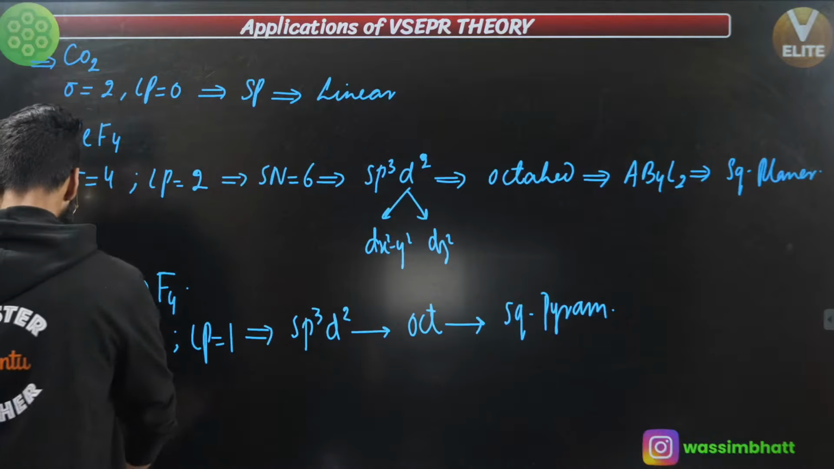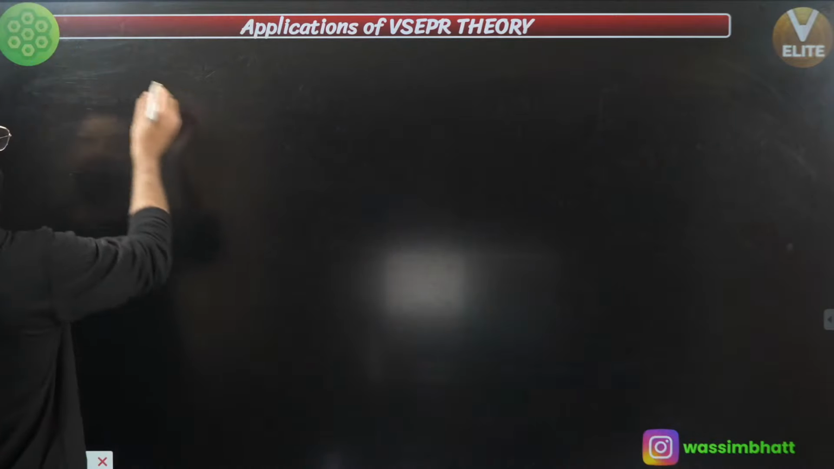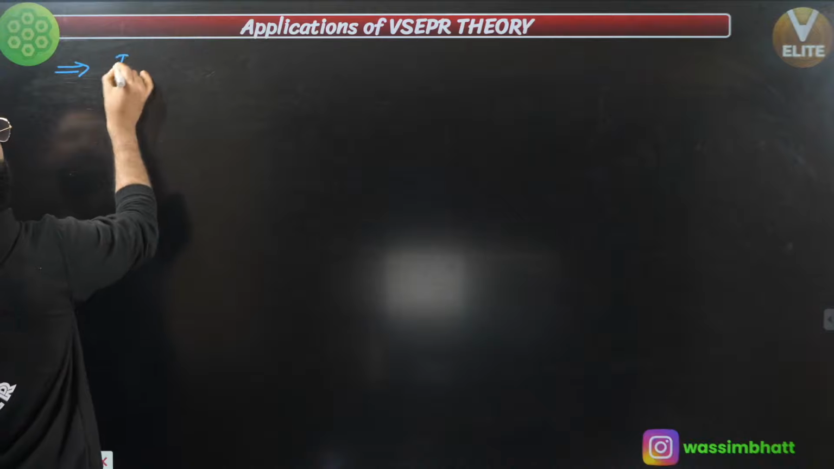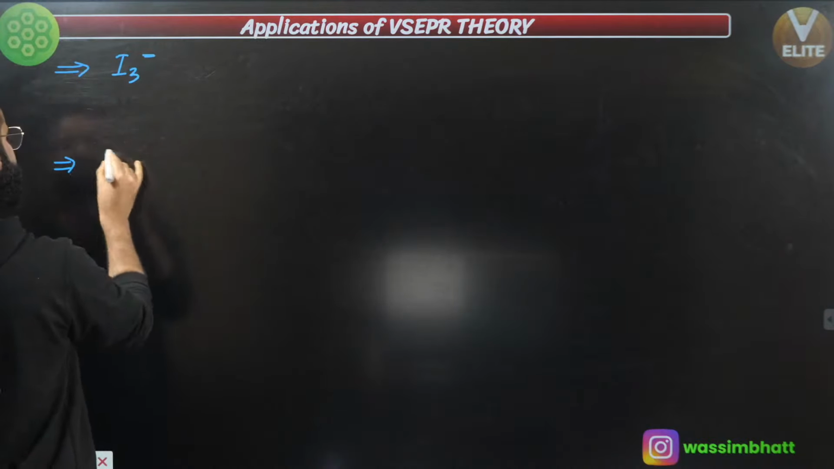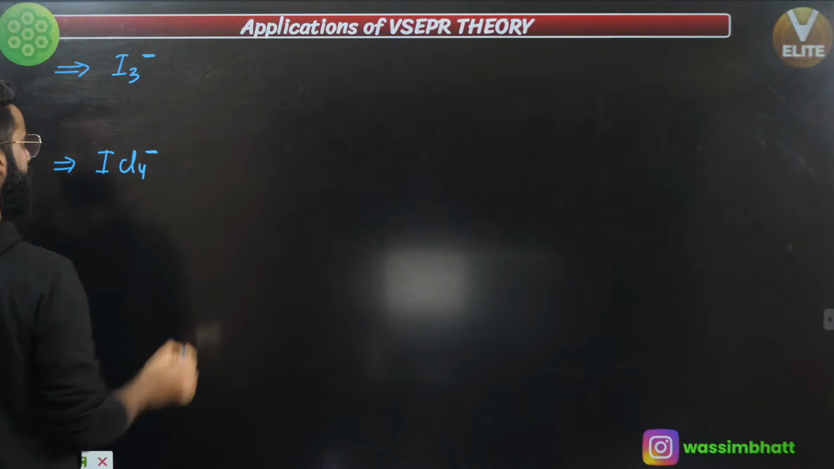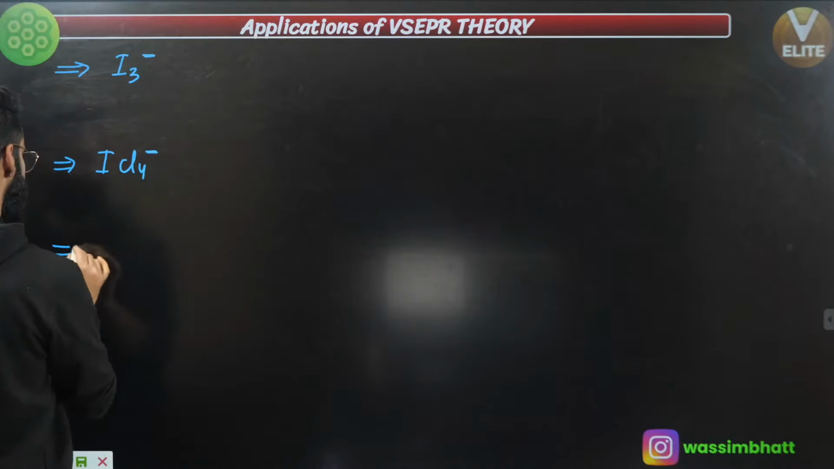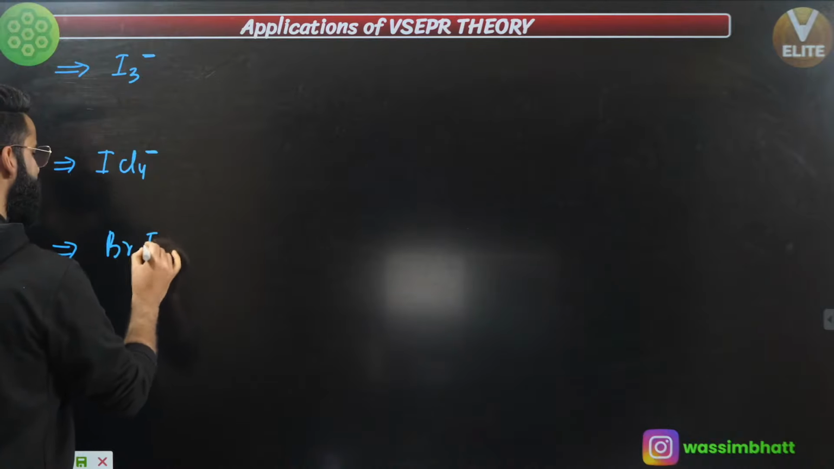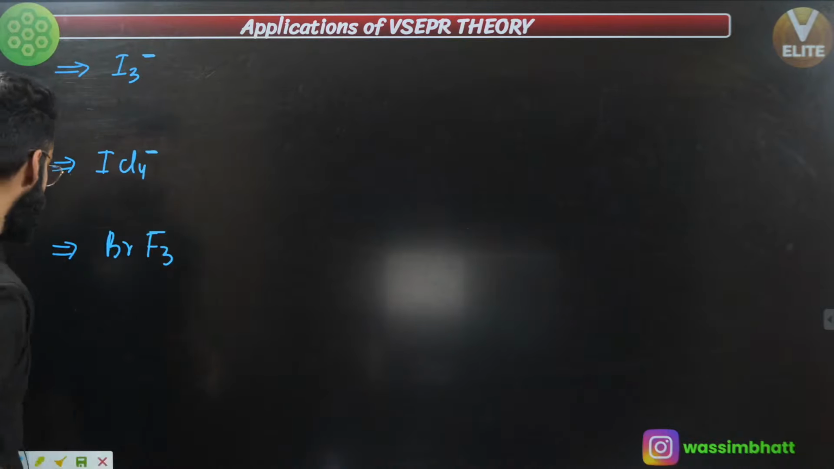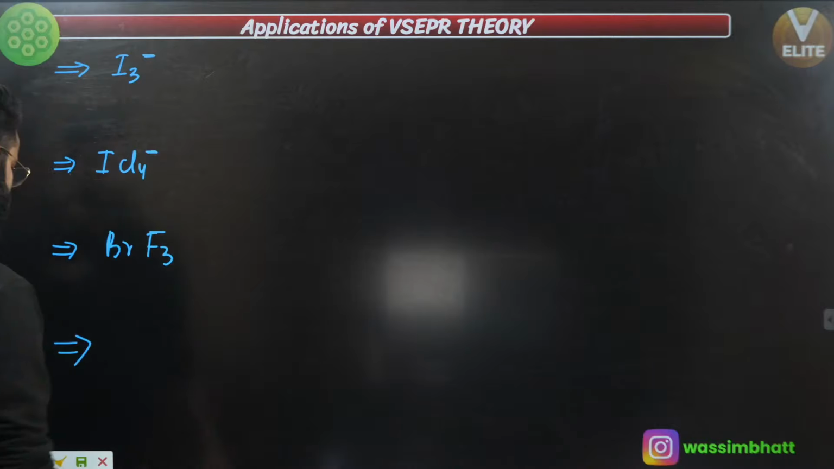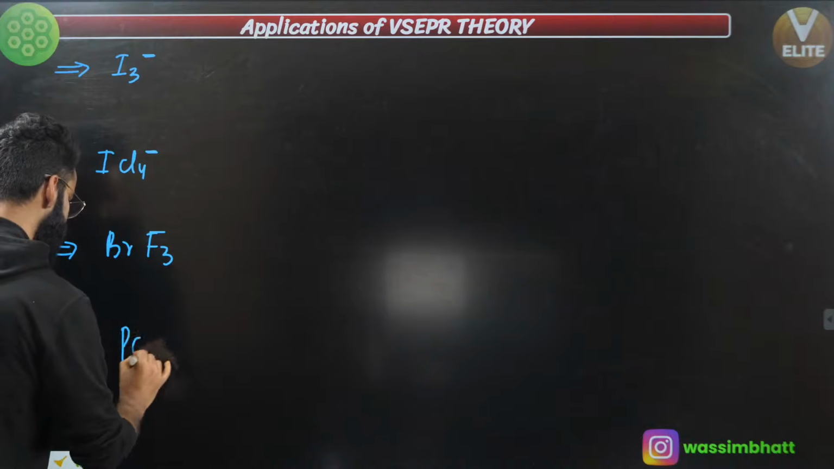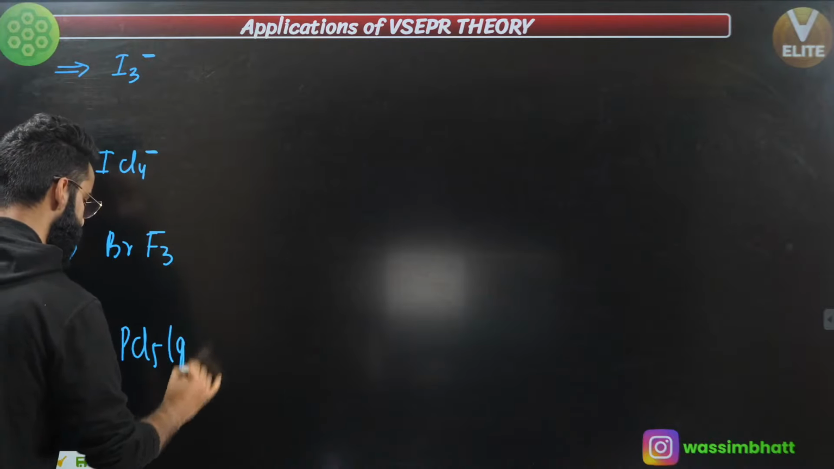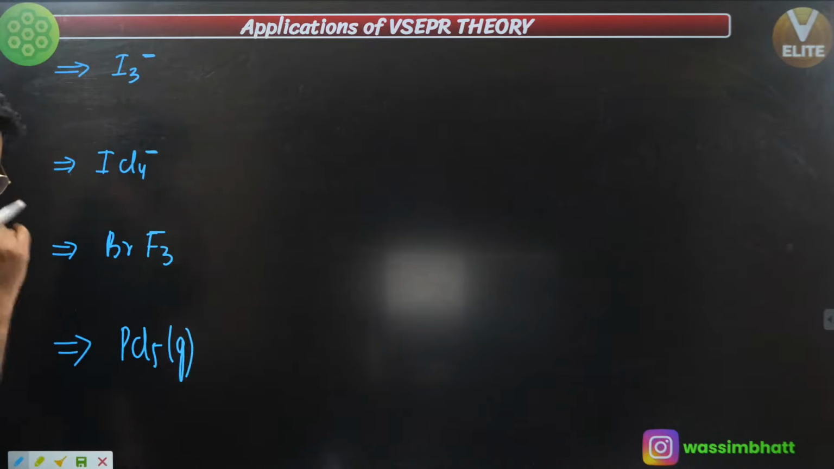Let me give you a few more examples so that everything gets clear to you. For example, I have got the molecule as I3 negative. Give me everything about I3 negative. Then I have got ICl4 negative. Then I have got, for example, BrF3. Then I have got something as PCl5 in gaseous state. You can easily let me know about these.